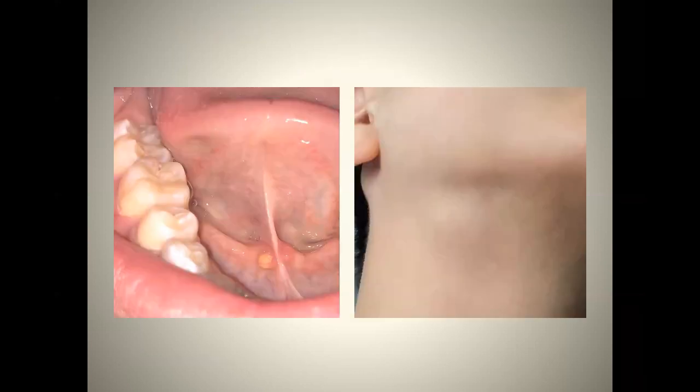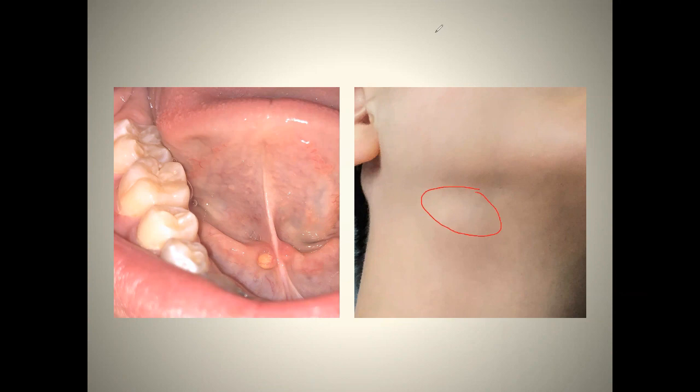This is a case that I saw as a resident, where you can appreciate that in the floor of mouth, this little yellow thing at the entryway of the submandibular duct that seems to be blocking it. And this patient did have symptoms, especially at meal times. You can also appreciate that there's a subsequent neck swelling.